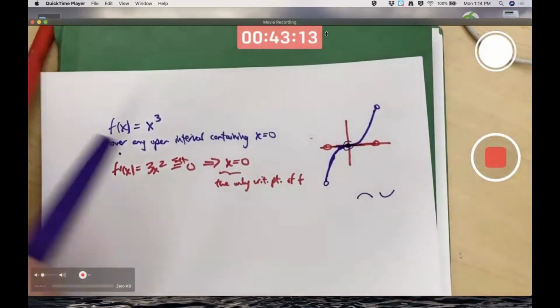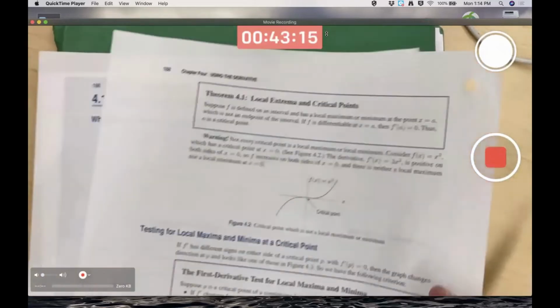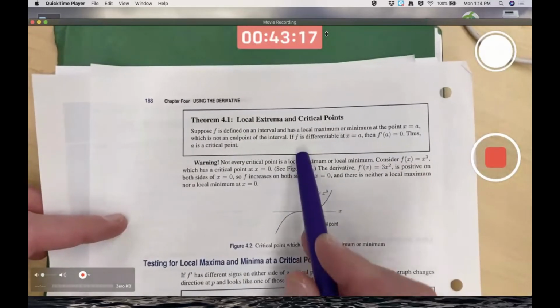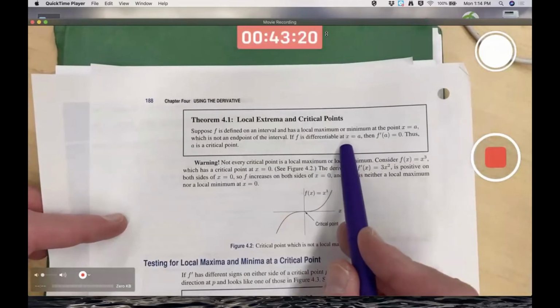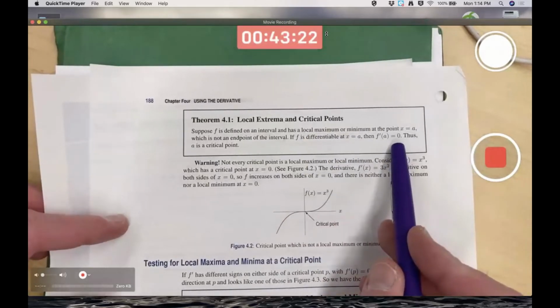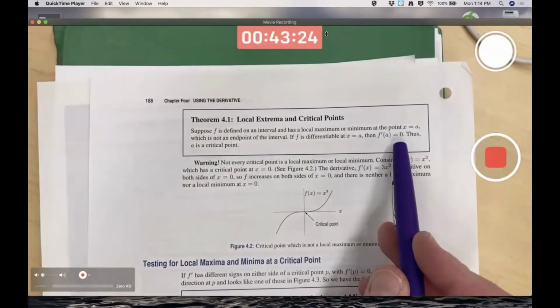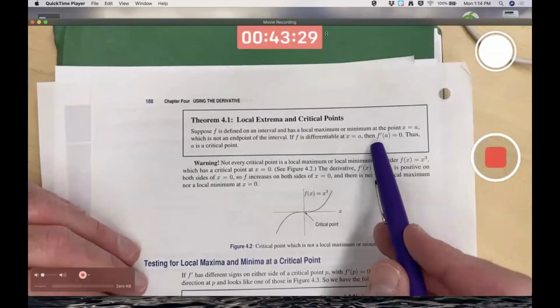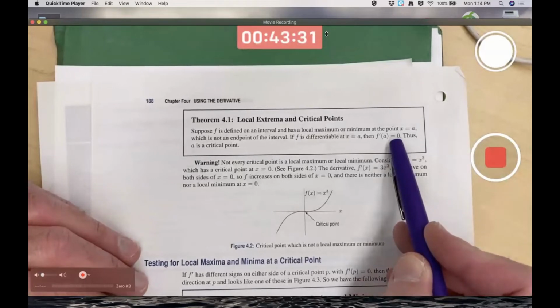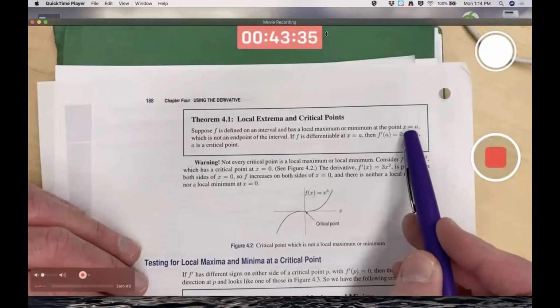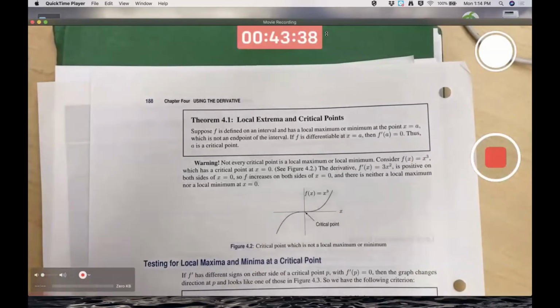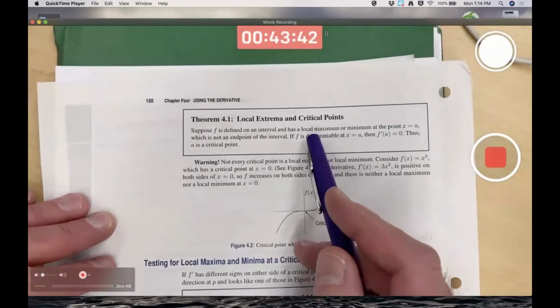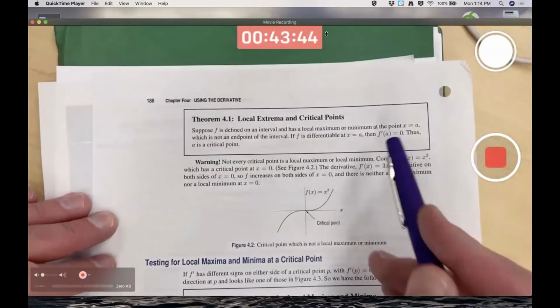Well, doesn't that contradict this theorem? Doesn't that contradict it? If f is differentiable with a local max or min, the derivative must be 0? No, it doesn't. Because this theorem is not both ways. It does not say if the derivative is 0 and you're not at an endpoint, then the function must have a local max or min there. The if-then statement is a one-way implication. If it's at a local max or min and you're differentiable, then the derivative is 0, not the other way around.